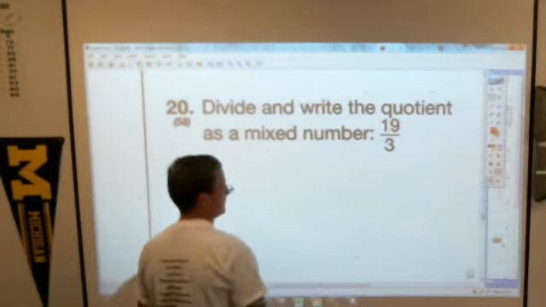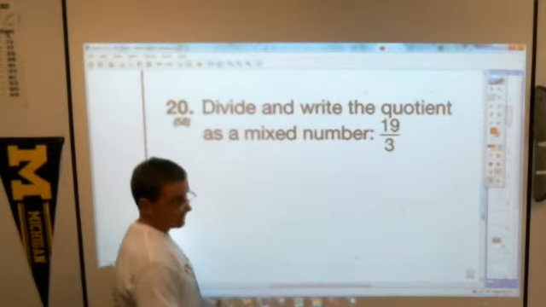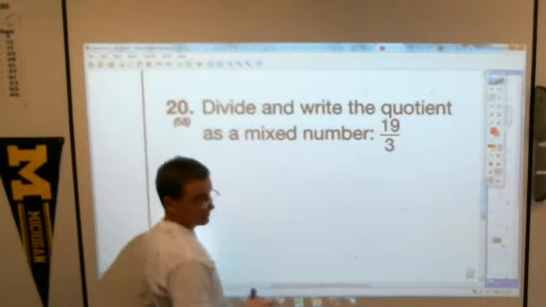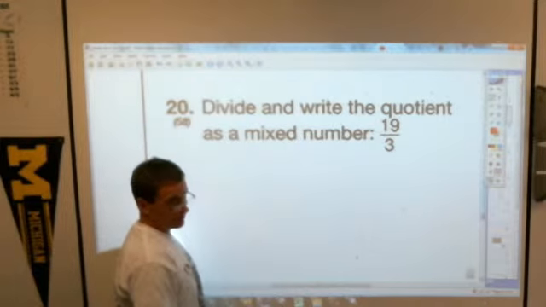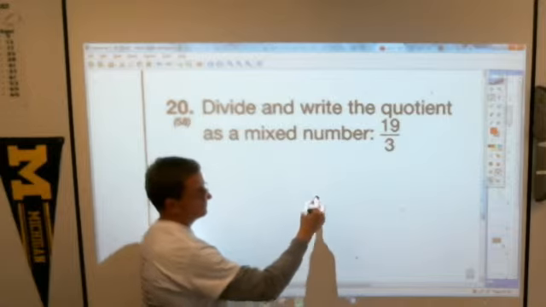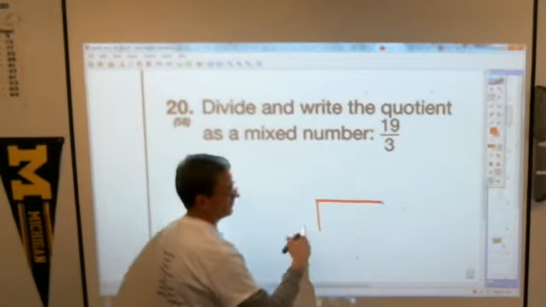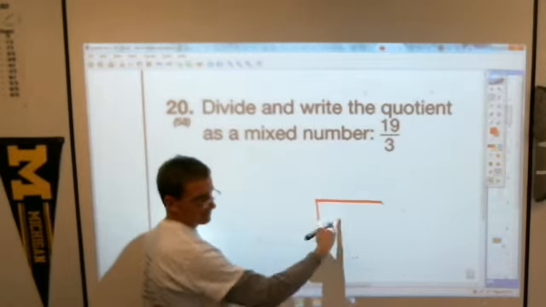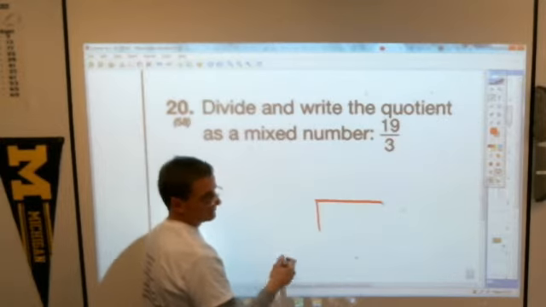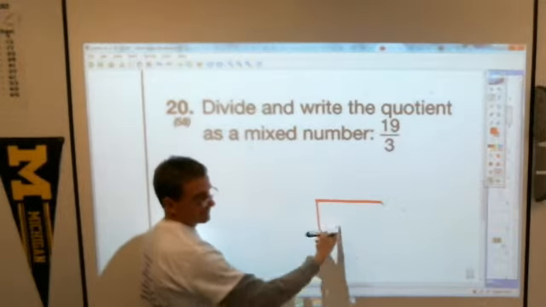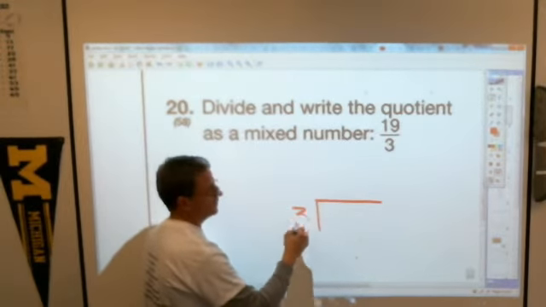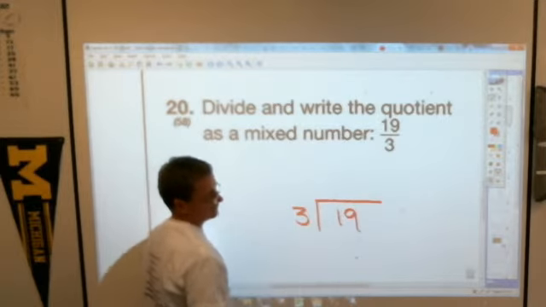Divide and write the quotient as a mixed number. So I need to write this as a division problem. If I write it as a division problem, where does the 3 go? You've got this division box. The 3 goes here or here? Left or right? Left. Left or right, Ellie? Left. 3 goes here. 19 goes there.